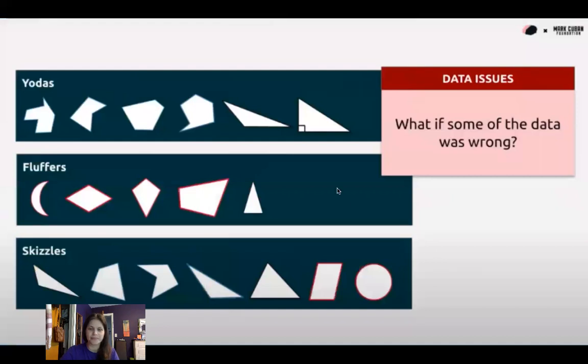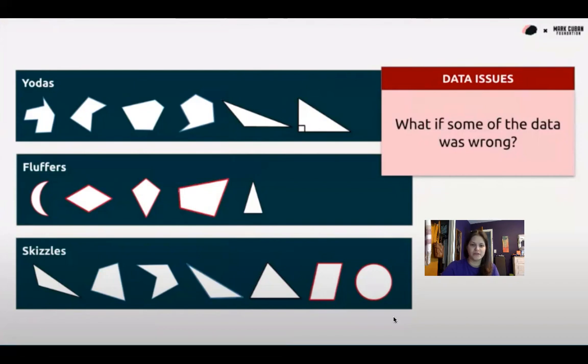There we go. Then what if some of your data is wrong? Notice we've got some shapes down here that really ought to be Yodas and some shapes that should be fluffers, and these should definitely be skizzles. What do you do if the data is wrong? Well, then your computer is going to be learning incorrect functions. It's not going to work properly.